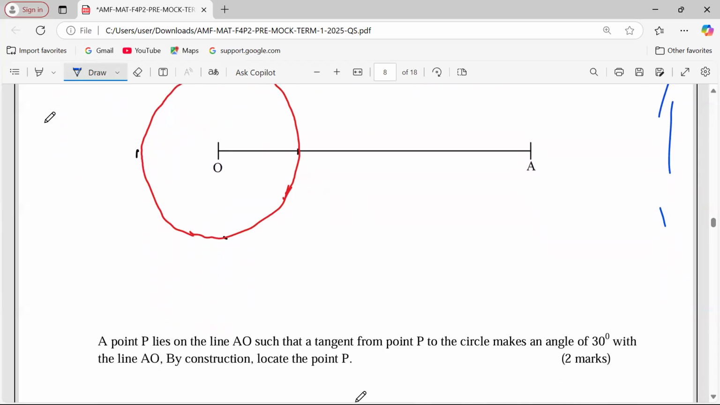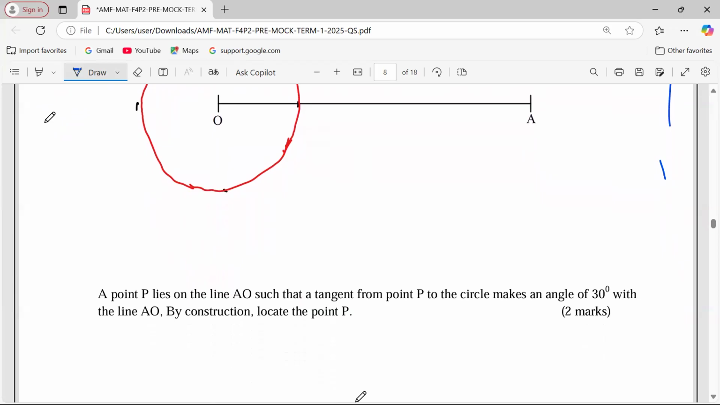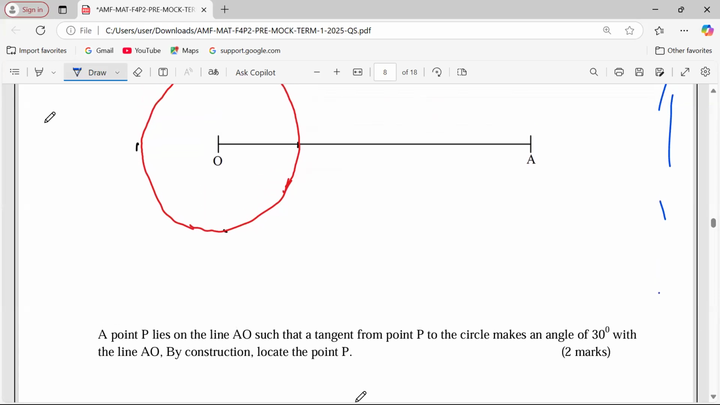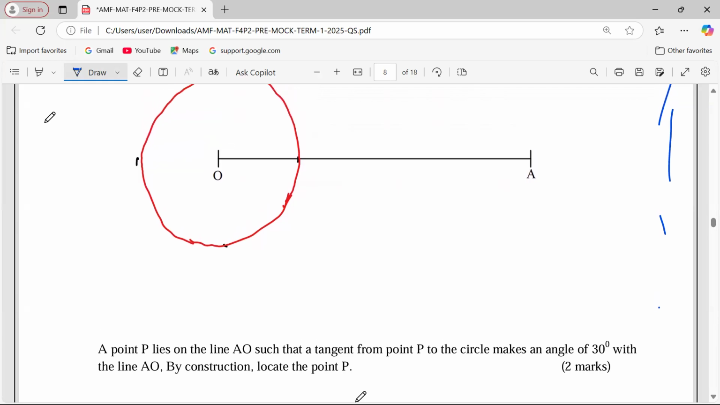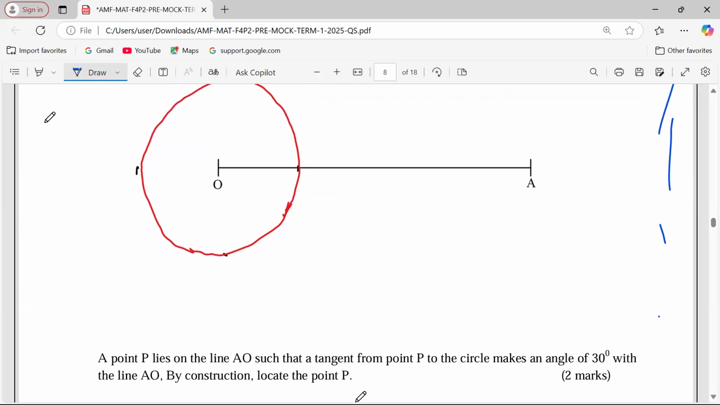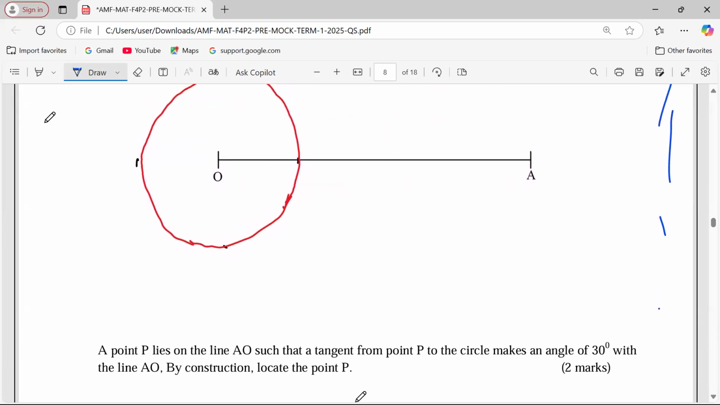The next, we are saying that a point P lies on the line AO such that a tangent from the point P to the circle makes an angle of 30 degrees with line OA, 30 degrees. So we need a certain tangent whereby there is a point P somewhere along OA and that it will make 30 degrees.